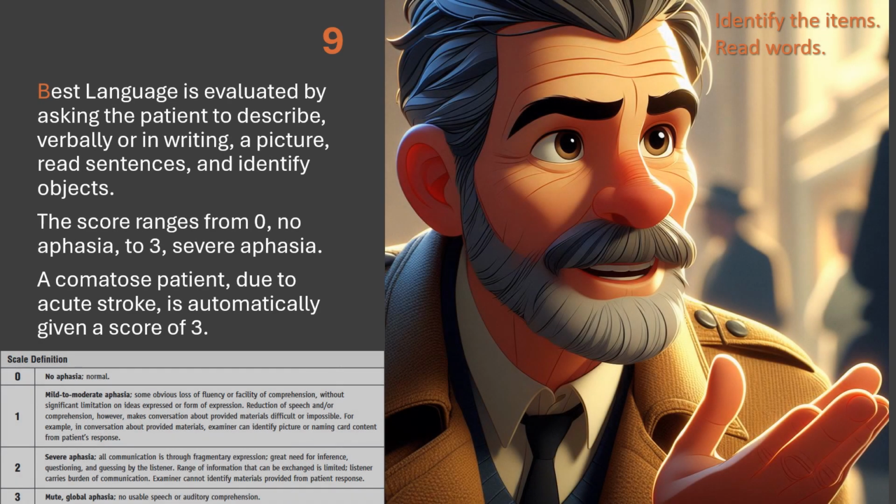Best language is evaluated by asking the patient to describe, verbally or in writing, a picture, read sentences, and identify objects. Score ranges from 0, no aphasia, to 3, severe aphasia. A comatose patient, due to acute stroke, is automatically given a score of 3.